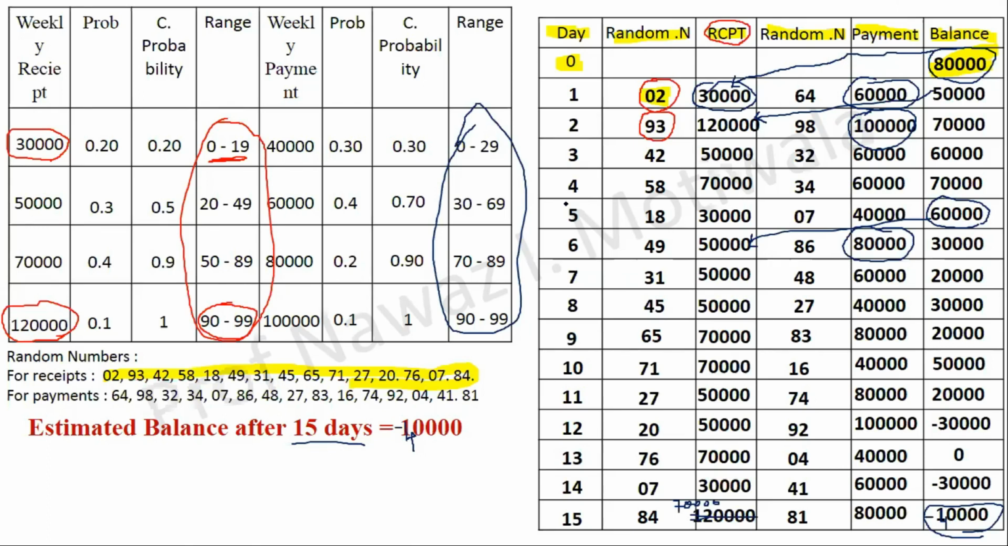So with this we have completed this problem, and I hope that everyone had understood it.